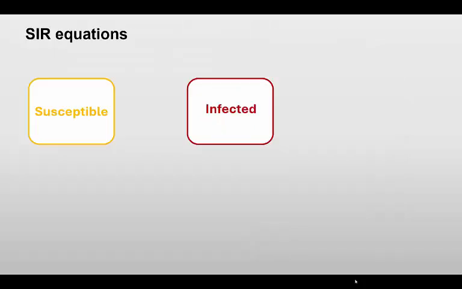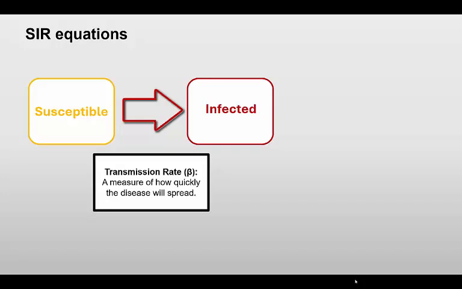So how do we create equations that help us predict how people will move from one group to the other? First of all, let's think about how people move from the susceptible to the infected compartment. The key variable we need to know in order to determine how many people move from the susceptible to the infected compartments is called the transmission rate. We can really think about beta, or the transmission rate, as the expected number of susceptible people that each infected person will infect per day.